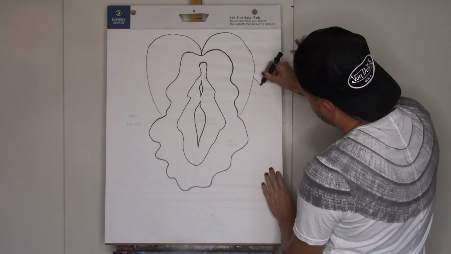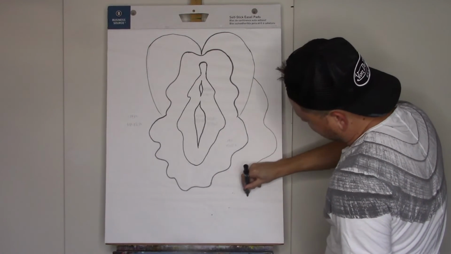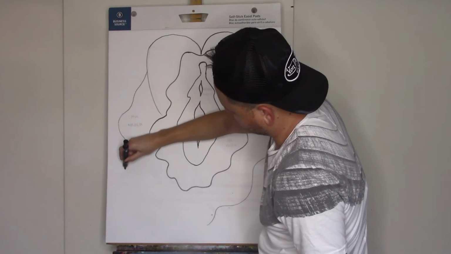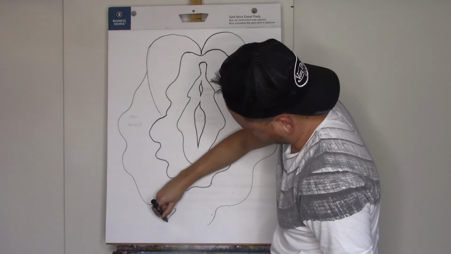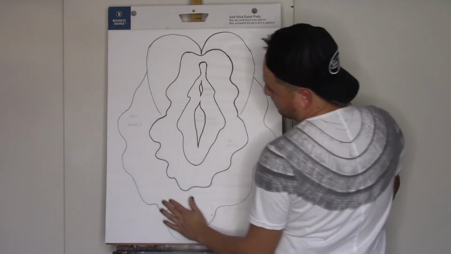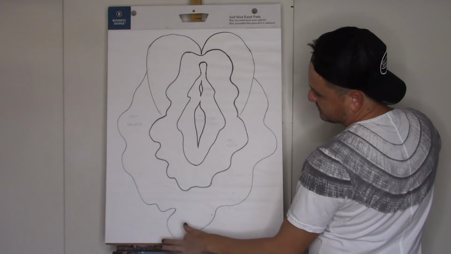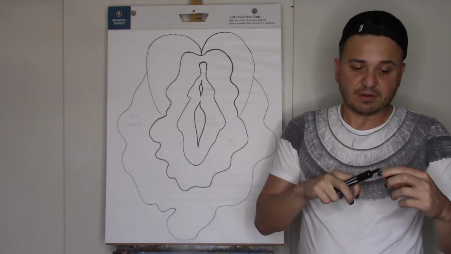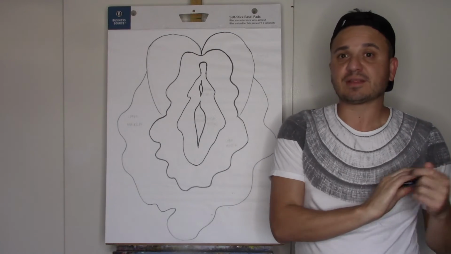So I'm just going to add some wavy organic lines. And this right here is your labia majora, and then below here is the anus. But you can make it however you want because they're all different and they're all unique and they're all beautiful.